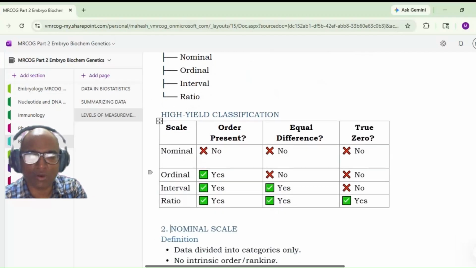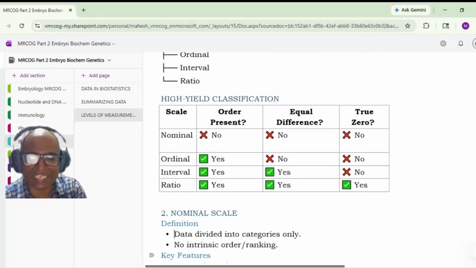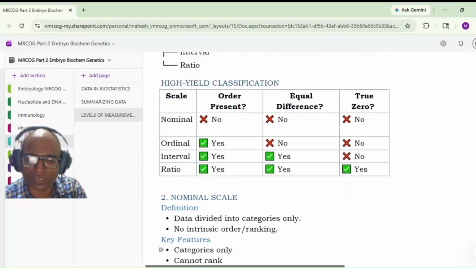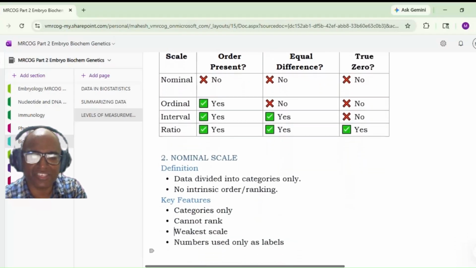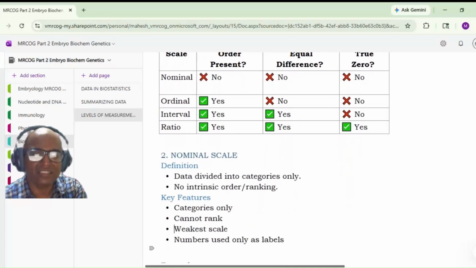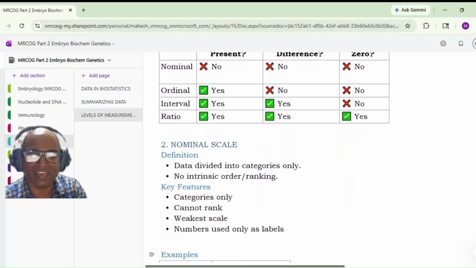Okay, now let us see one by one. So nominal and ordinal we'll see first. In nominal scale, data is divided into categories only. There is no intrinsic order or ranking. So key features are there are only categories, there is no ranking. This is the weakest scale, and numbers are used only as labels.